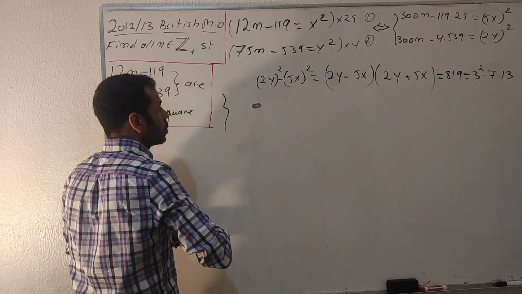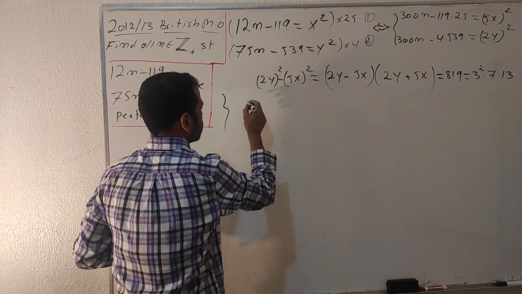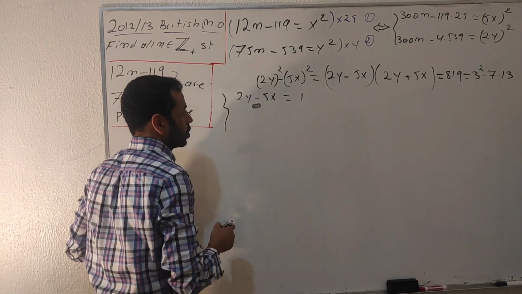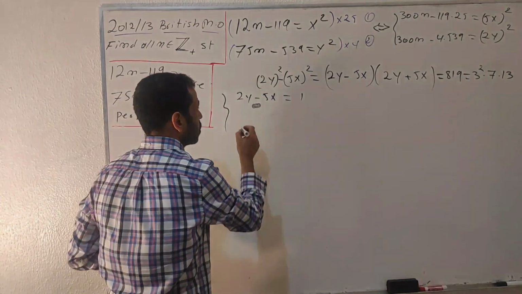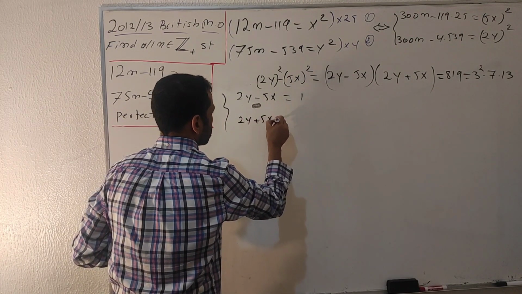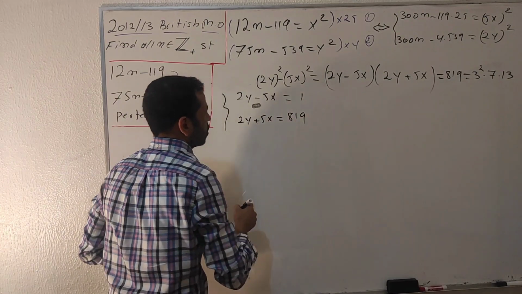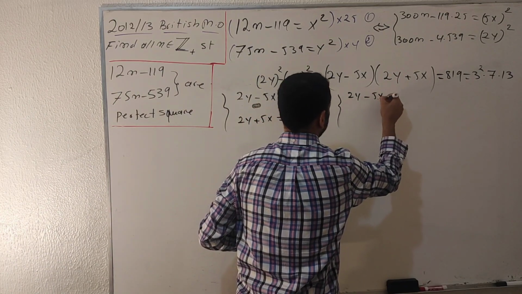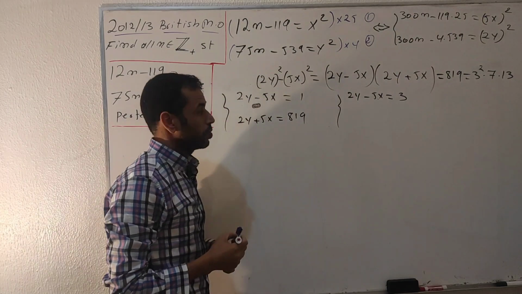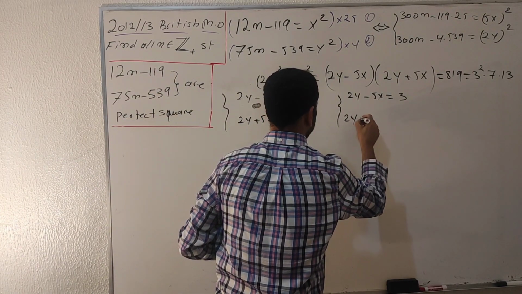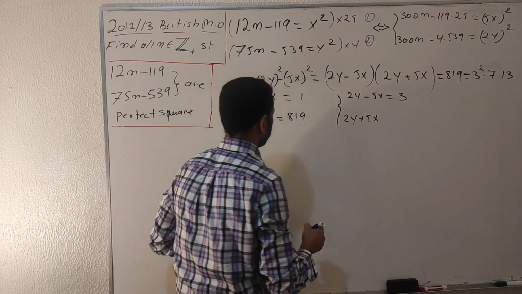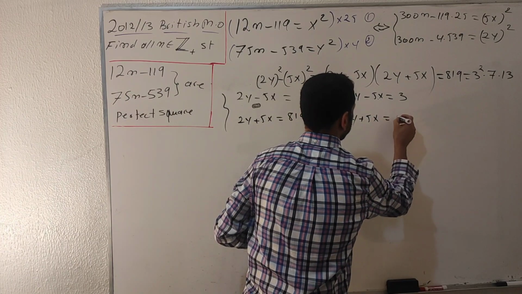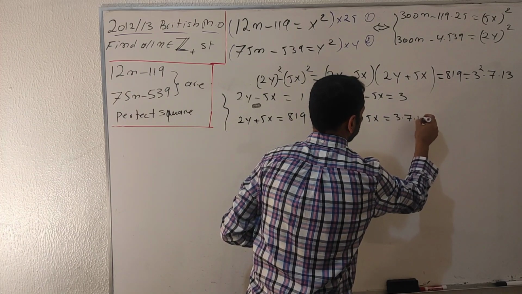So for the first possibility, 2y minus 5x is going to take number 1, because the other one is going to take the whole thing, so 2y plus 5x is 819. This is the first equation. For the second possibility, 2y minus 5x is going to take number 3, so the rest of the number goes to this one: 3 multiplied by 7 multiplied by 13.